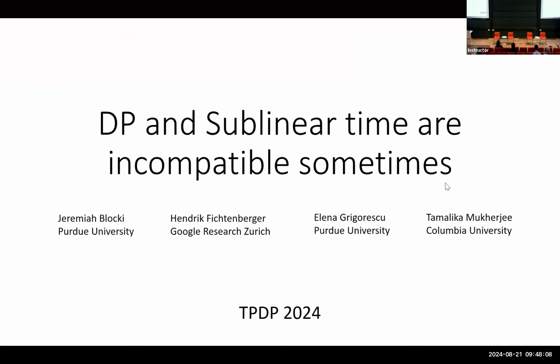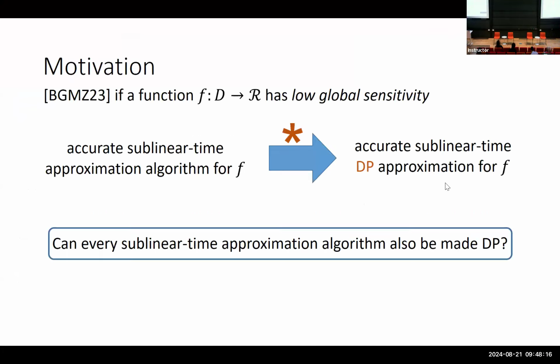Hi, I'm Tamalika. So this is work with Jeremiah Blocky, Hendrik Fichtenberger, and Elena Grigorescu. I'll just jump right in.